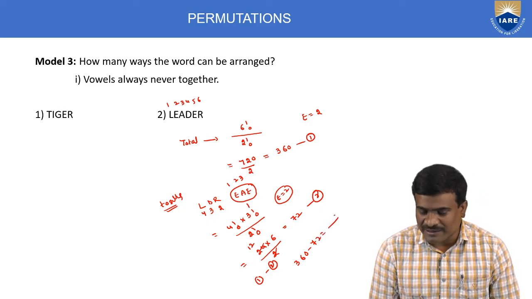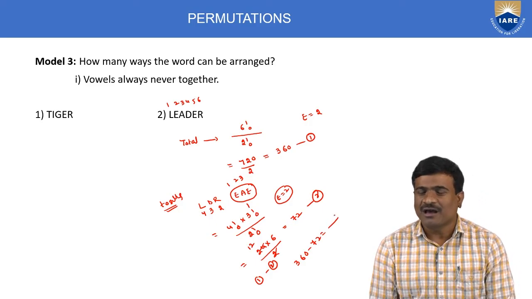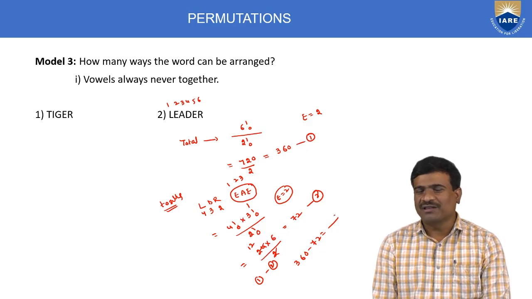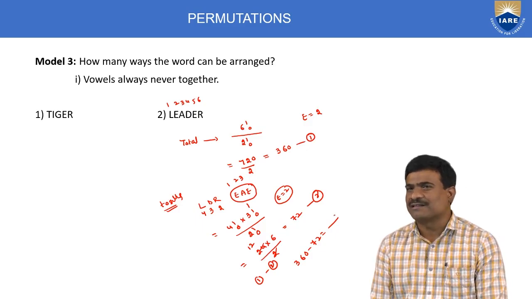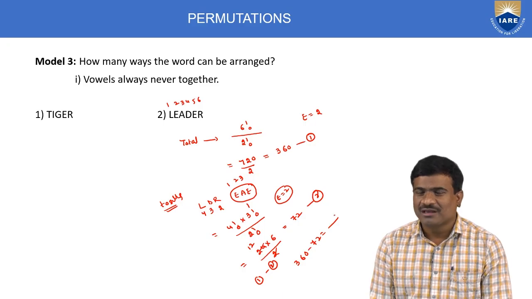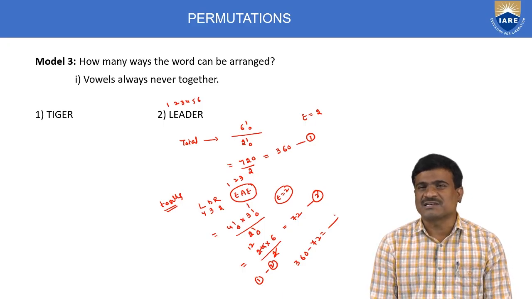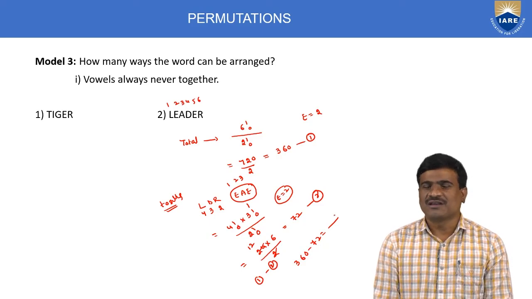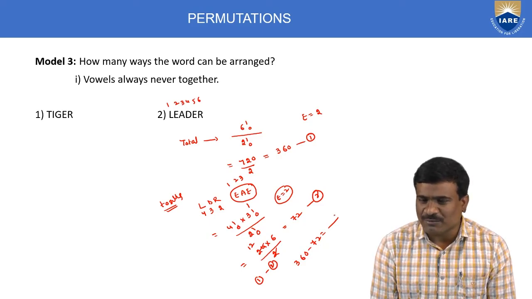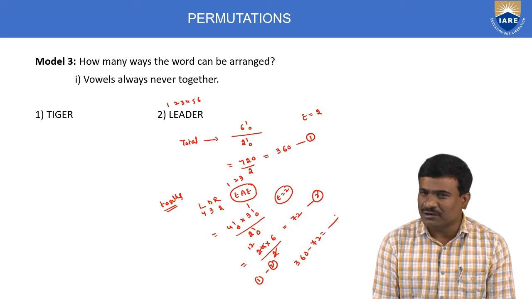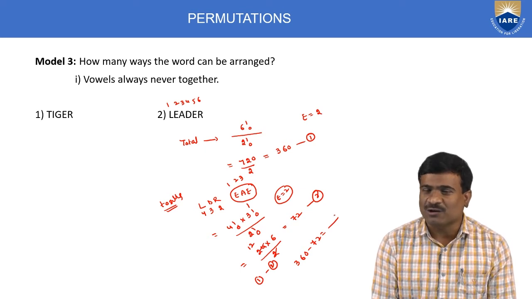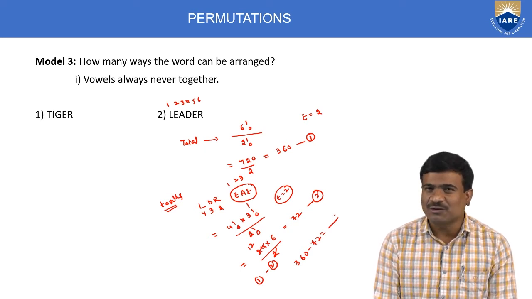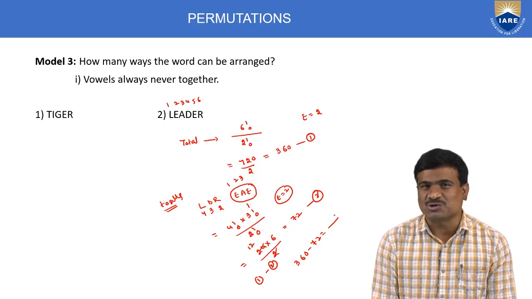Here the method is very simple. Again, if you want the probability, write the denominator 360. That is called probability. Here, once again, the permutation concept. Problems in permutation, first concept: first, total number of arrangements using the letter concept. Vowels always come together. Second, vowels always do not come together.